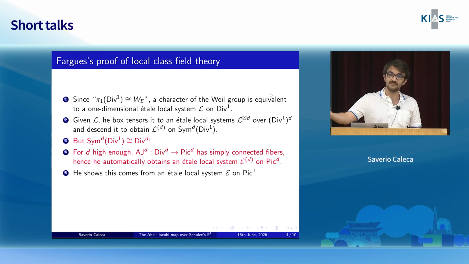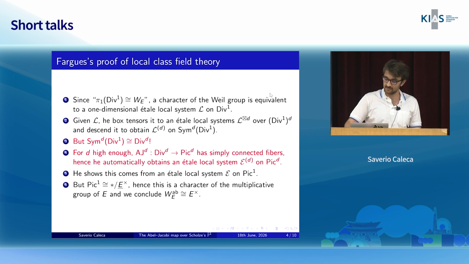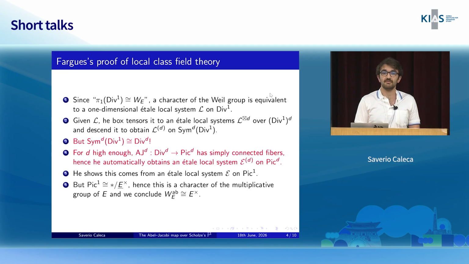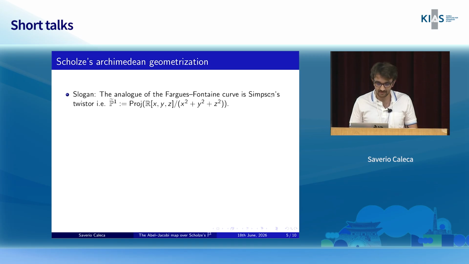It then shows that this ED actually comes from an entire local system E on Pic 1. And Pic 1 is just the classifying stack of the multiplicative group of our local field E. And so the character with which we started actually comes from a character of the multiplicative group of the local field, which implies in particular that the Abelianization of the Weil group is the multiplicative group of the local field, and that's local class field theory, as we all know, hopefully.